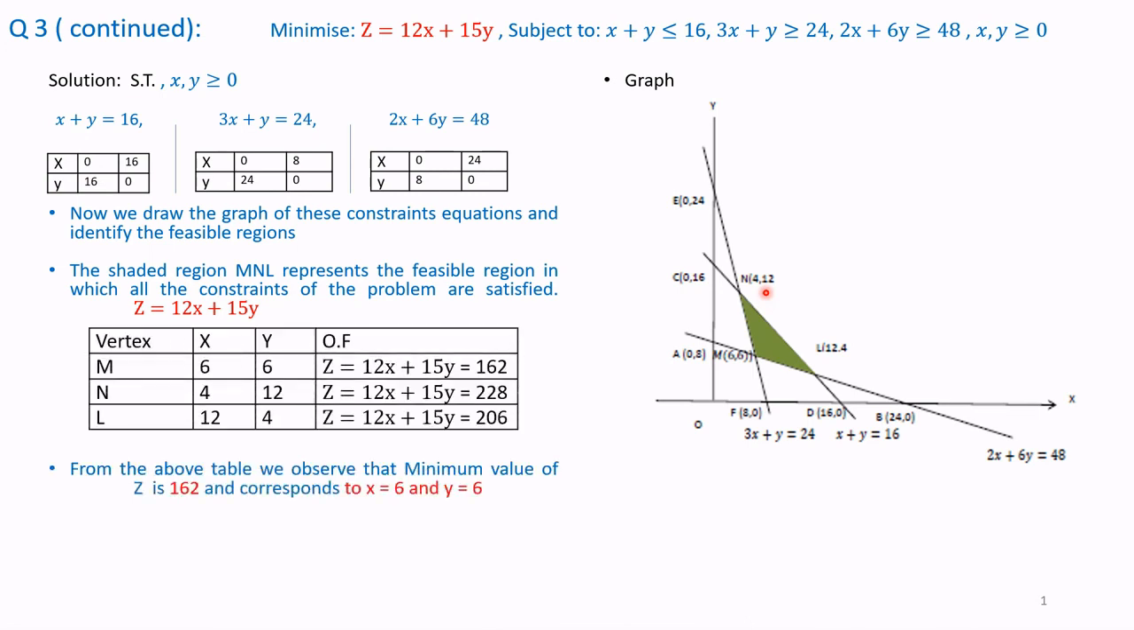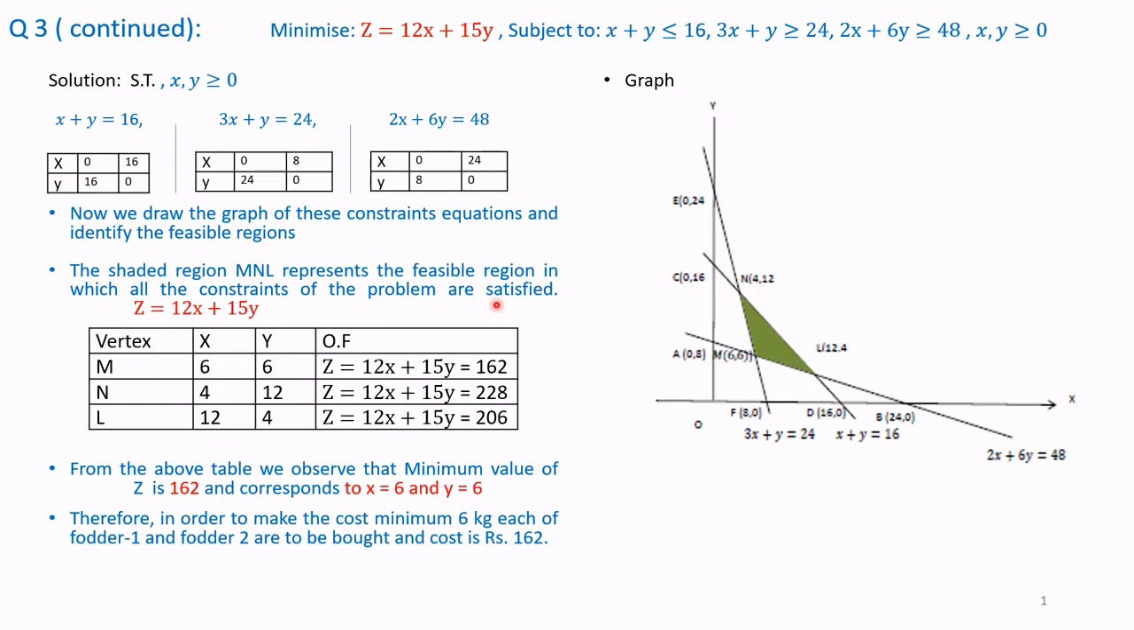These coordinates we will write in the next table. Table of vertex is given here. Please see the vertex table. Vertices are M, N and L. So when x is 6 and y is 6 for this point M, we have copied the objective function z is equal to 12x plus 15y. We will write here 12x plus 15y and put the value of x as 6. So it will be 6 into 12 plus 15 into 6 is equal to 162.